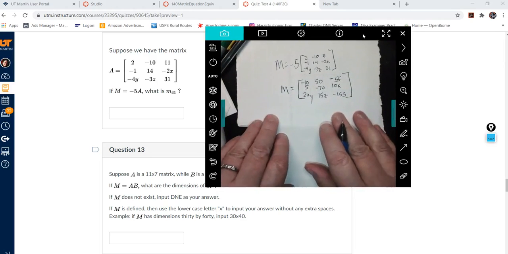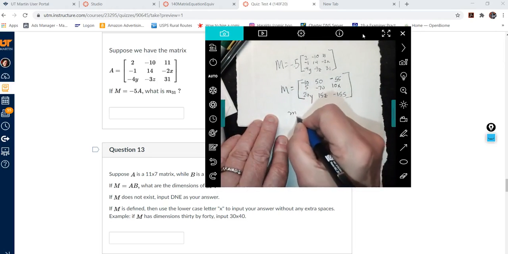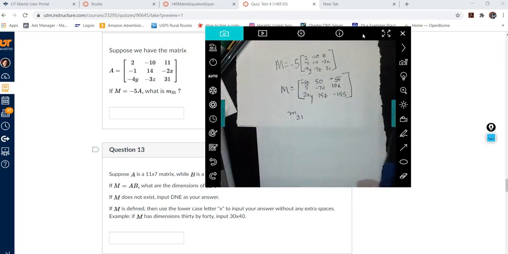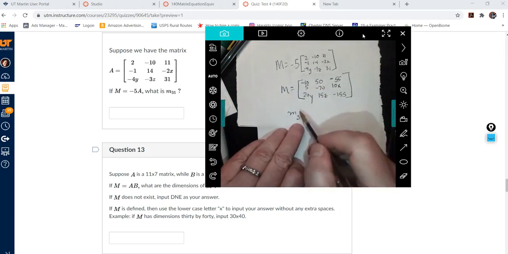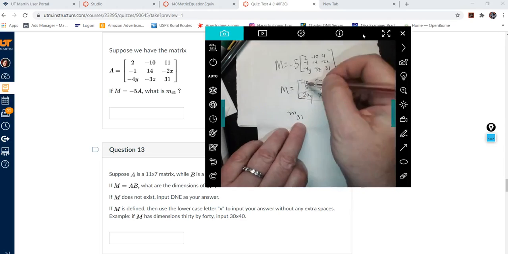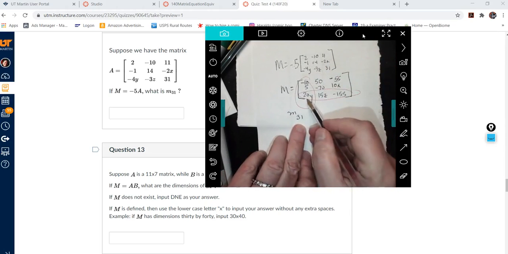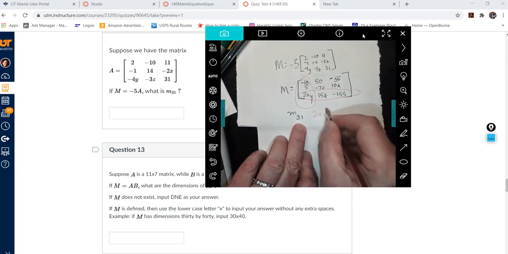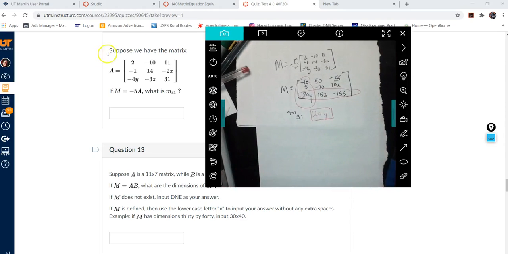So here is my matrix M, and now we've been asked what is the entry in capital M that lives in row 3 and column 1. And it's going to be 20y. That is the answer. So that's what I'm going to write.